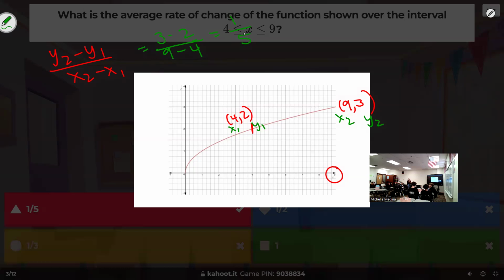Question? You guys know how to convert fractions to decimals? 1 divided by 5 in your calculator. Yes. Question?